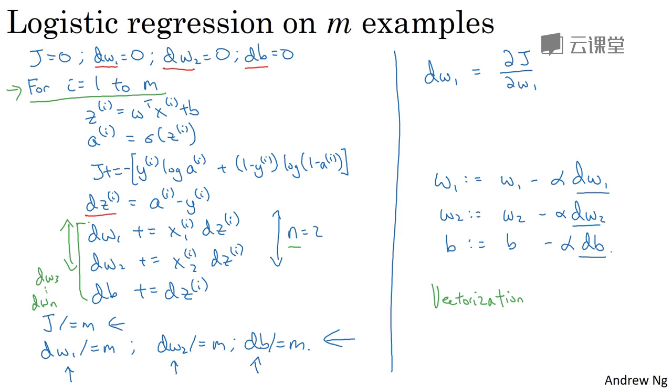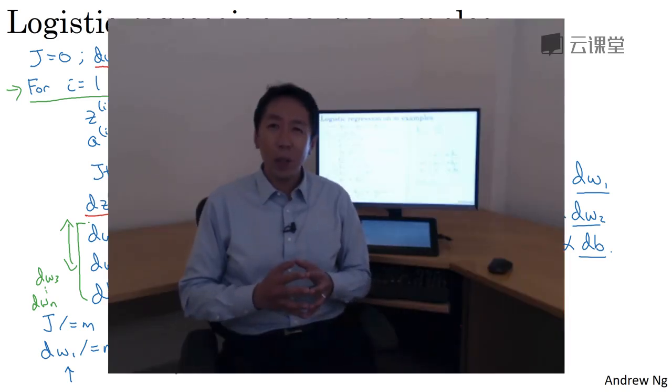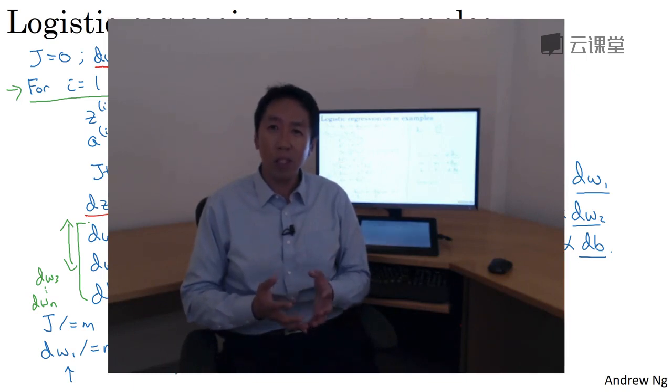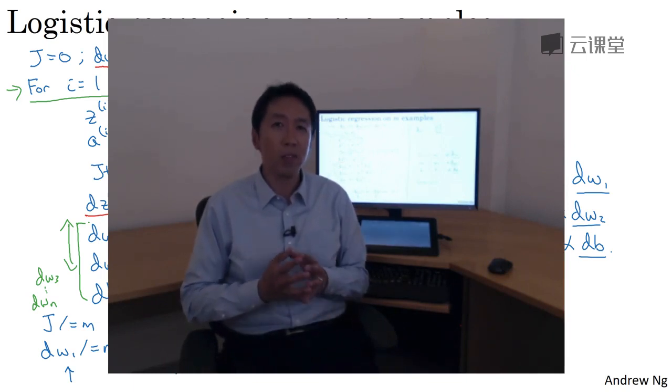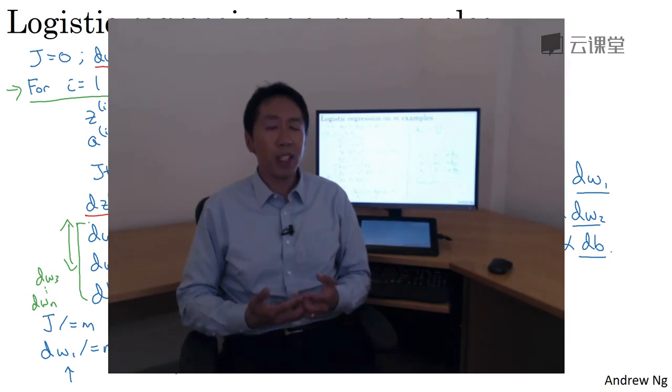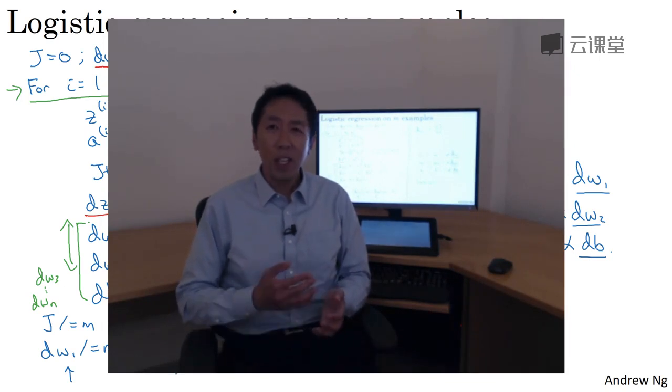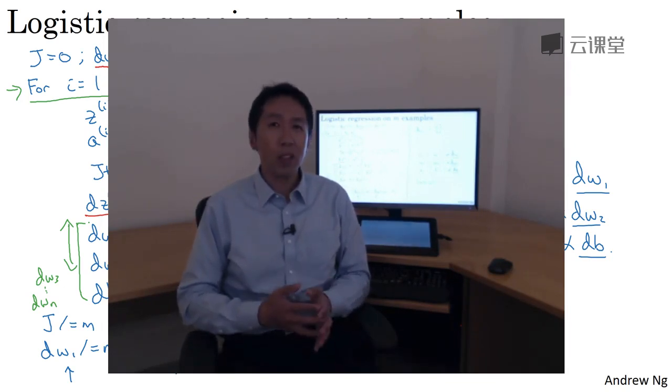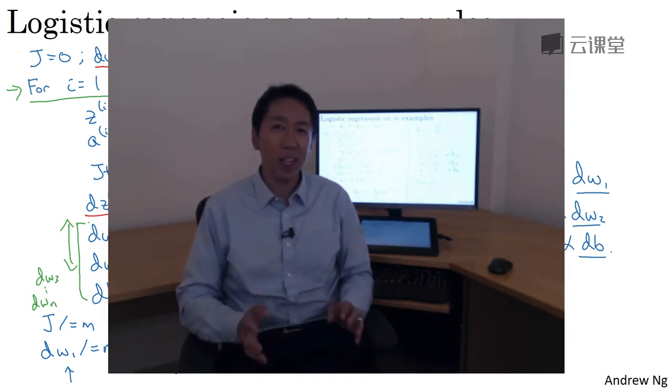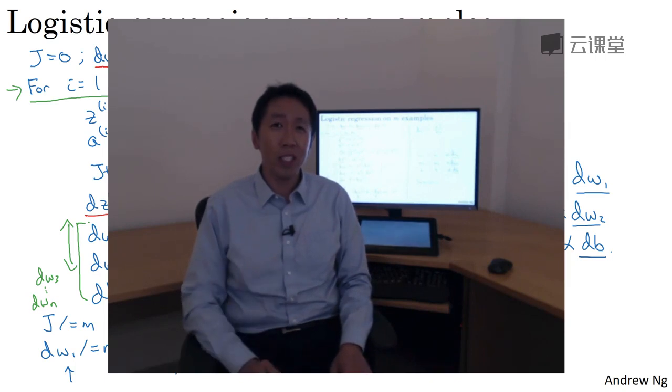So with this, I hope you have a sense of how to implement logistic regression, or gradient descent for logistic regression. Things will be clearer when you implement the programming exercise. But before actually doing the programming exercise, let's first talk about vectorization so that you can implement this whole thing, implement a single iteration of gradient descent, without using any for loops.